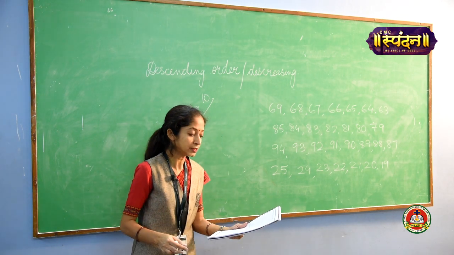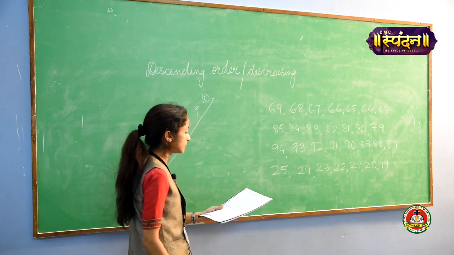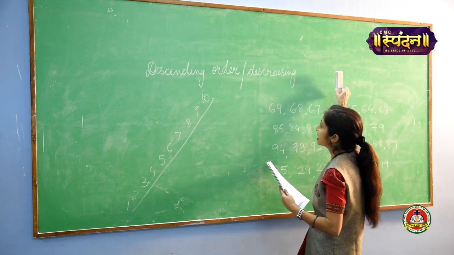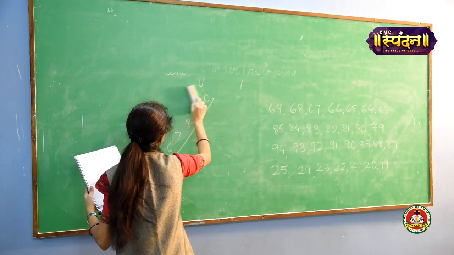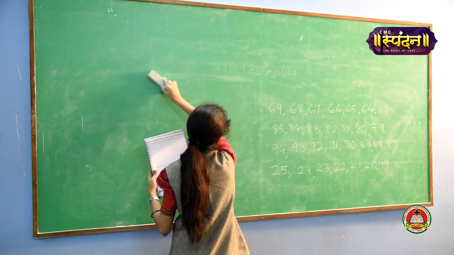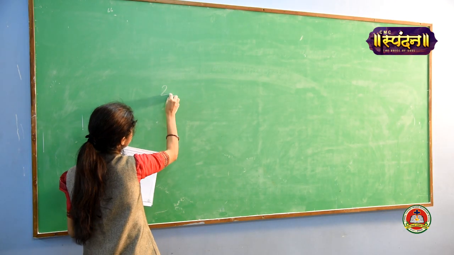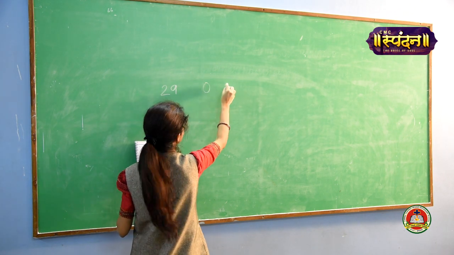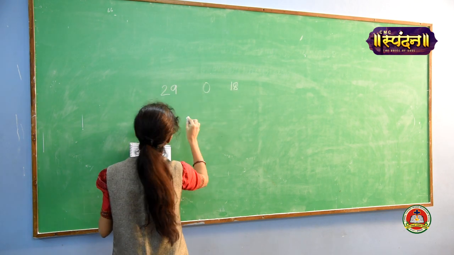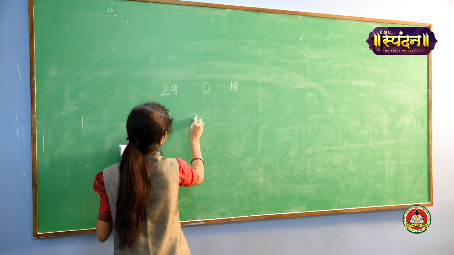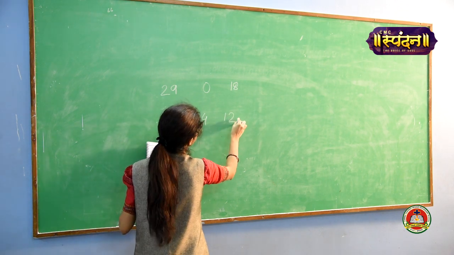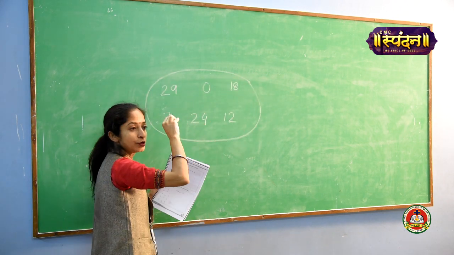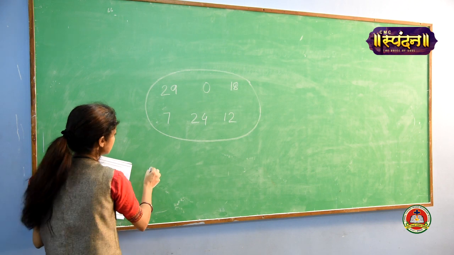Now, arrange the following numbers in ascending order. Here in the circle the numbers are given and we have to arrange them in ascending order. That means from small to big numbers. Okay. Now, here the numbers are given in an oval shape: 29, 0, 18, 7, 24 and 12. Now, we have to arrange all these numbers in ascending order, that is from small to big. Which is the smallest number?